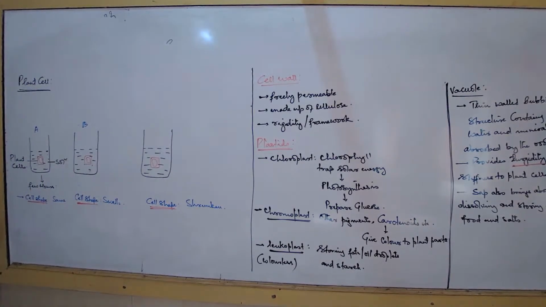Now the condition is, what would happen? Under what condition the cell shape will remain the same? The cell shape is known to remain the same if the amount of water coming out and the amount of water getting in is almost the same. If the amount of water getting in and the amount of water coming out from a cell is almost the same, then the cell shape will remain the same.